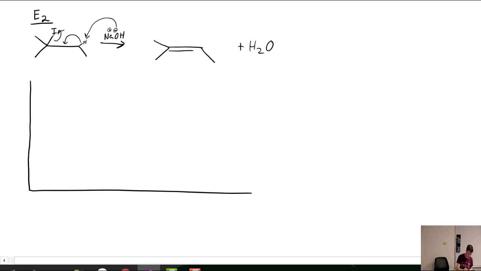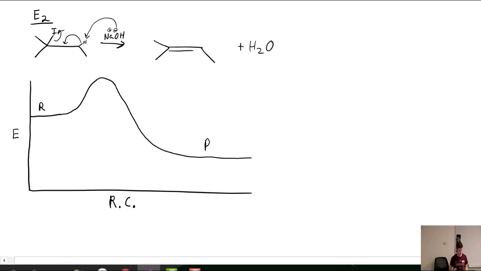So I have my reactant here, going up to a transition state. This is when the OH is attacking this. This is the transition state. And then immediately after this happens, we're at products. So we have our products down here. Yet again, this is energy, and this is reaction coordinate. So I'll denote that RC.